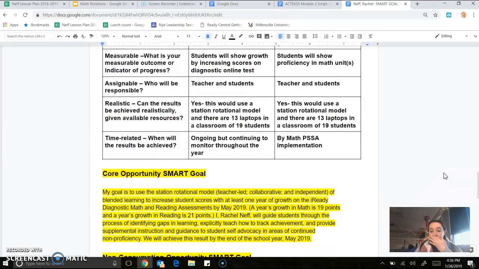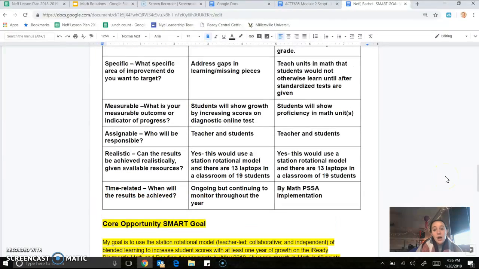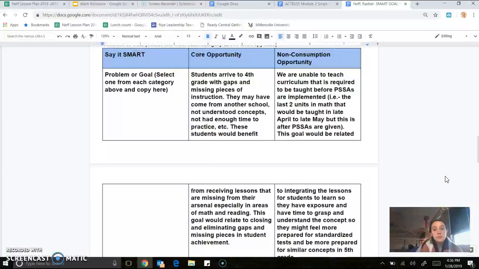So looking at those areas that they will continue to need help with. And I said that we will achieve this result by the end of the school year, May 2019. I really like that goal because it is something that is realistic in my classroom. It's something that's doable, and it really is meeting a very great need, which is finding those gaps in their learning, in which students are missing pieces that is not allowing them to learn at the level that they might need to learn at. So I really liked coming up with that goal.